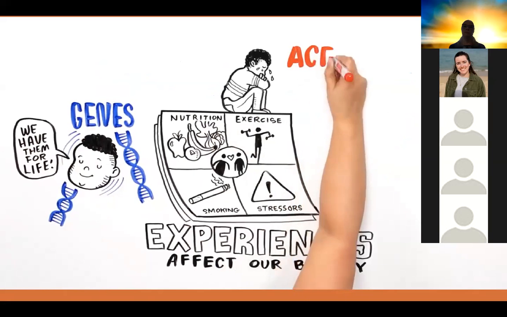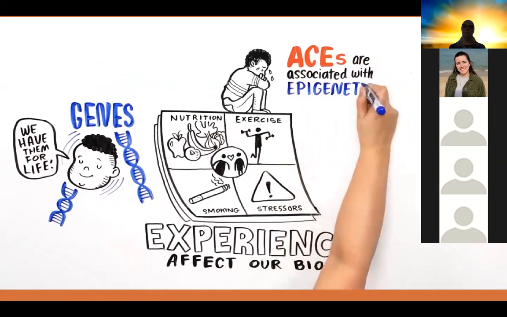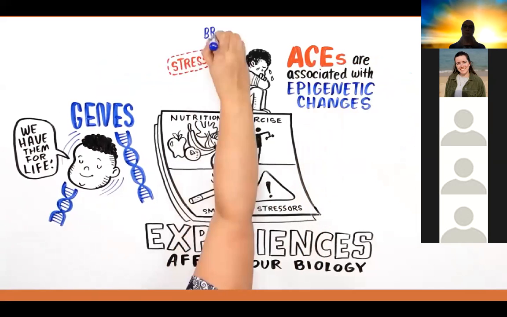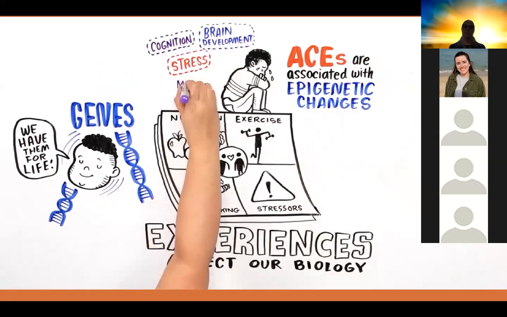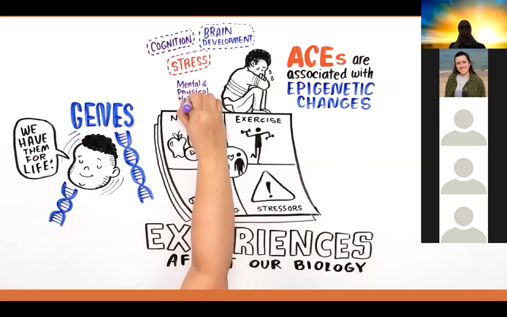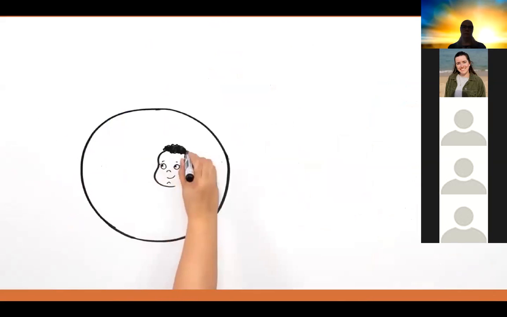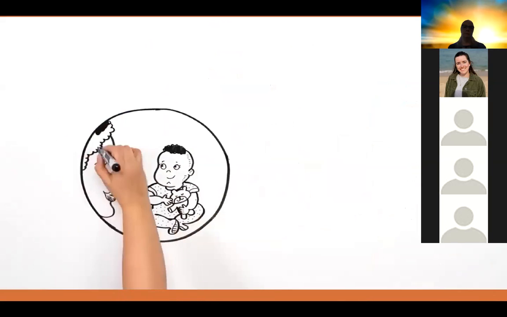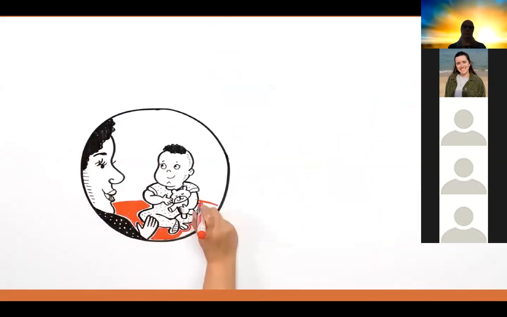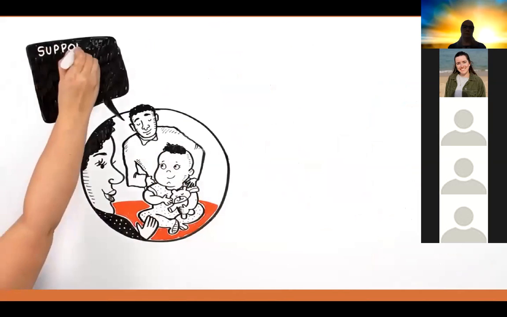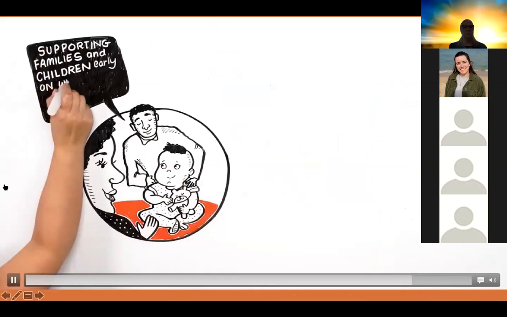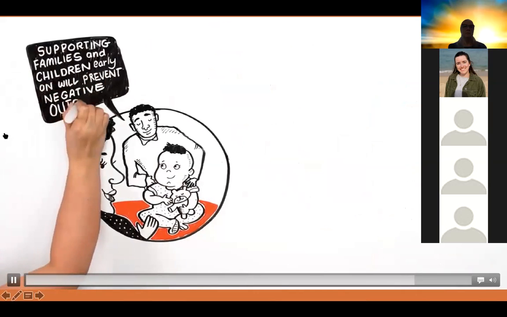Adverse childhood experiences are associated with epigenetic changes related to stress, brain development, cognition, and systems associated with mental and physical health. Changes that happen early in brain development are more likely to be enduring and are possibly passed on to future generations as well. The good news is that positive, supportive relationships at any stage in life can make a difference. However, supporting families and children early on will help prevent many of these negative outcomes.